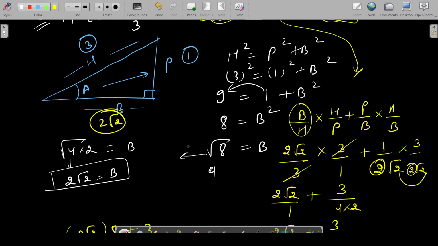The interesting part here is that you must know how to calculate this. That's the most important part.